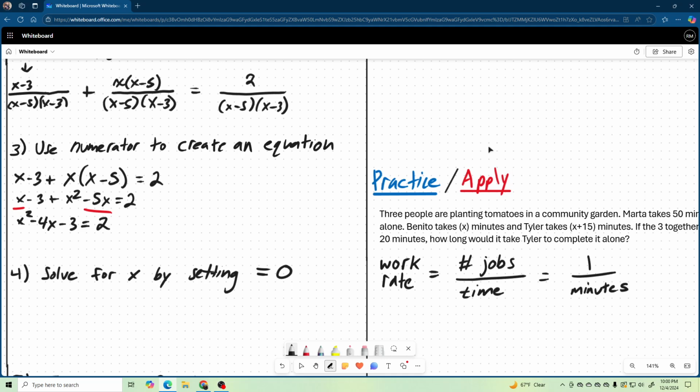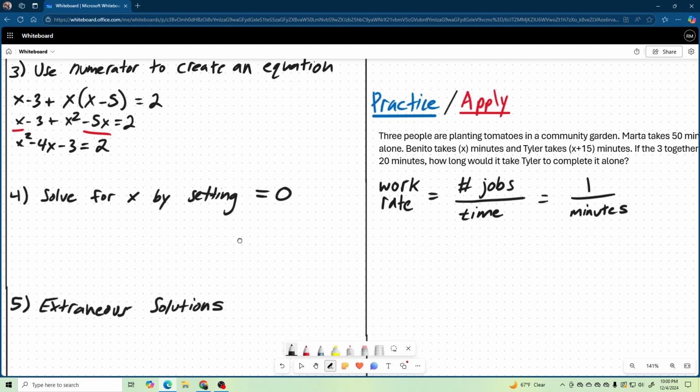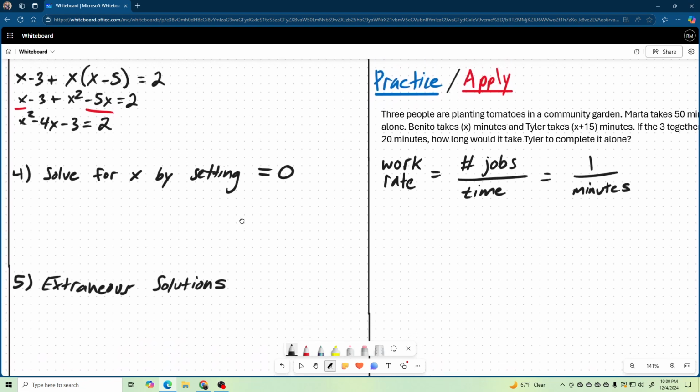And now for the last step, we're going to solve for x by setting it equal to 0. So here we have x squared minus 4x minus 3 equals 0, or equals 2. If we were to get rid of this 2, we would have to subtract 2 from both sides. So if we subtract 2 over here and subtract 2 over here, then what we're going to get is x squared minus 4x minus 5 equals 0.